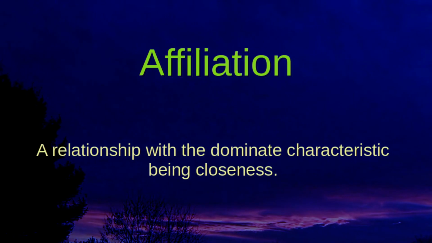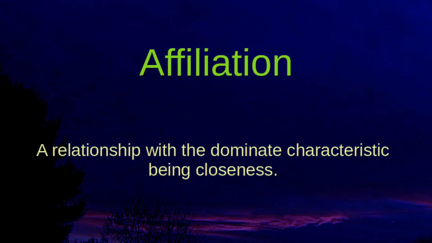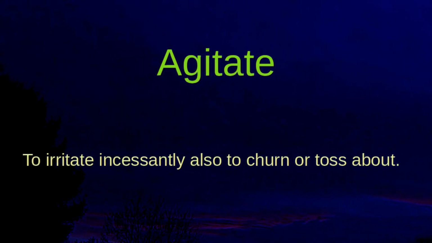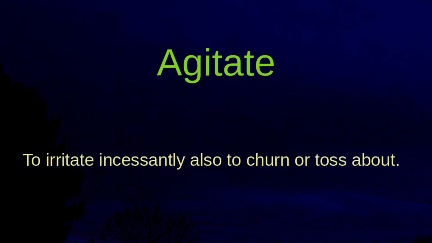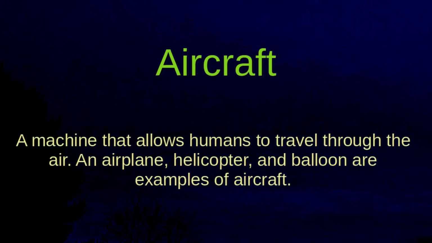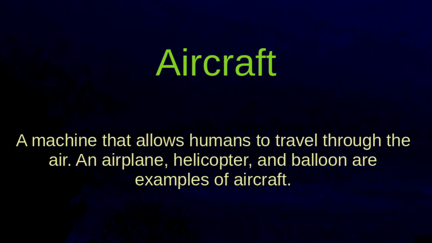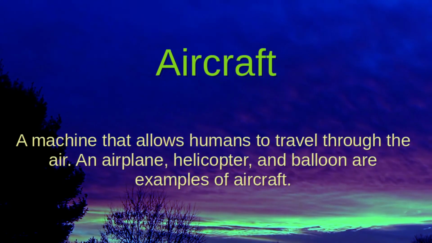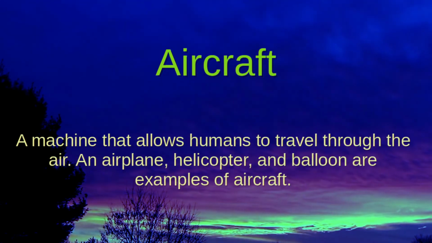Affiliation: a relationship with the dominant characteristic being closeness. Agitate: to irritate incessantly, also to churn or toss about. Aircraft: a machine that allows humans to travel through the air. An airplane, helicopter, and balloon are examples of aircraft.